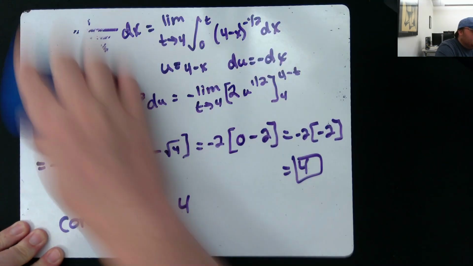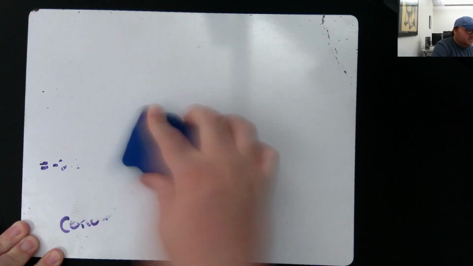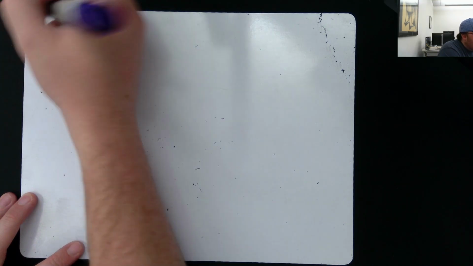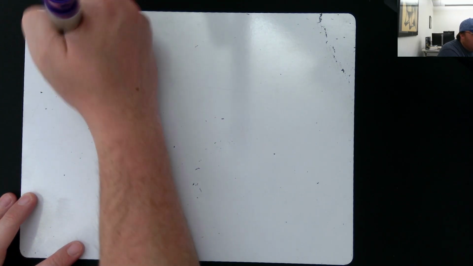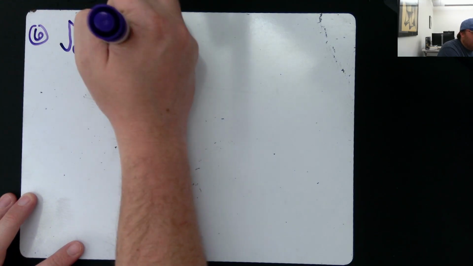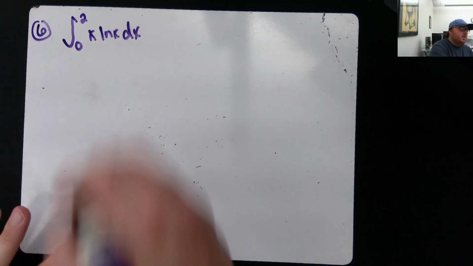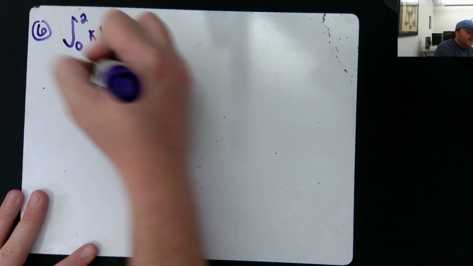Example number 6 is going to be the integral from 0 to 2 of x ln x dx. So again, this is a product, which means I've got to do it by parts. Whenever I do things by parts, I am going to ignore the bounds, right? So for now, pretend like they are not even there. So we need to pick a u and a dv.